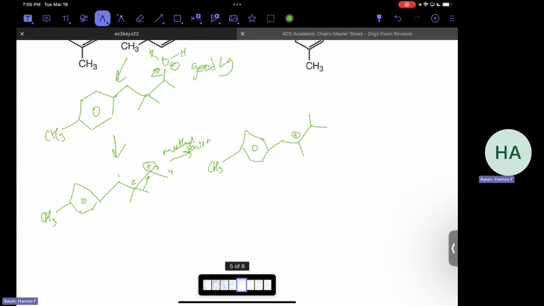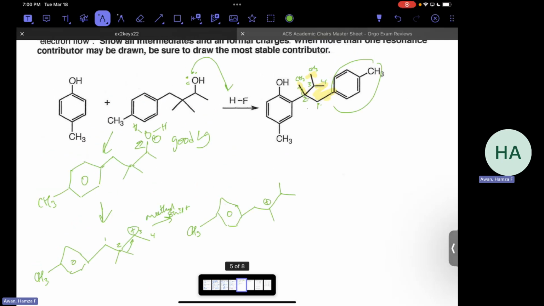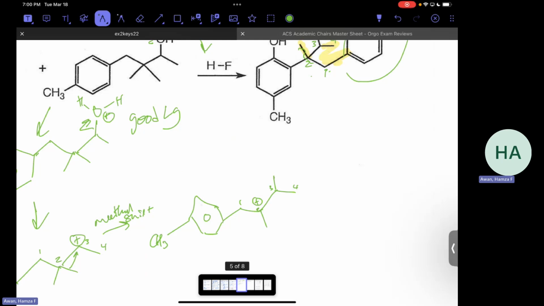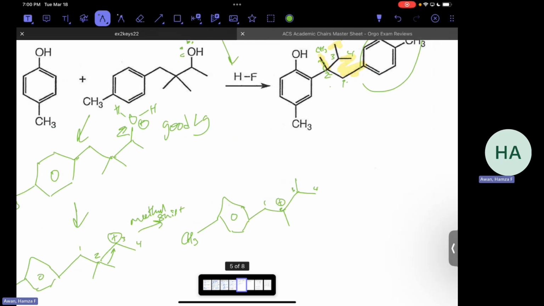Now our plus charge is on carbon-2, right? So this is exactly what we needed. If I count them, 1, 2, 3, 4. So carbon-3 has a methyl group, carbon-2 has a methyl group. All that is perfect, right?